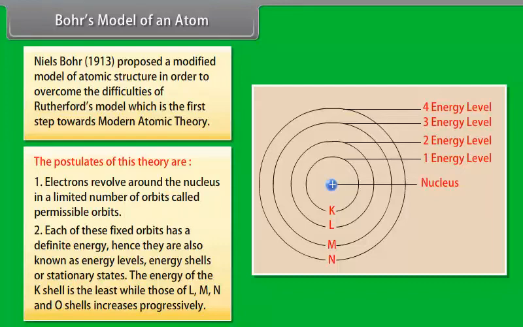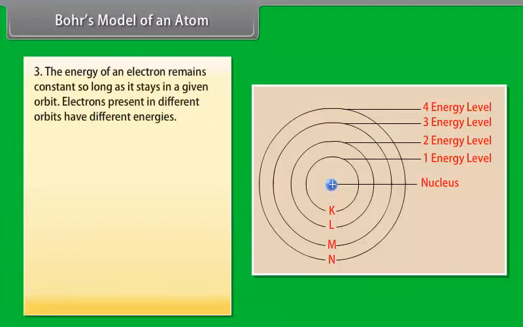shells increases progressively. 3. The energy of an electron remains constant so long as it stays in a given orbit. Electrons present in different orbits have different energies.